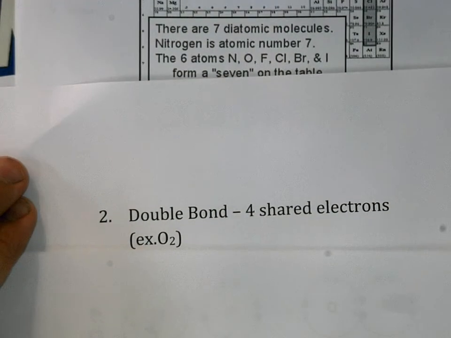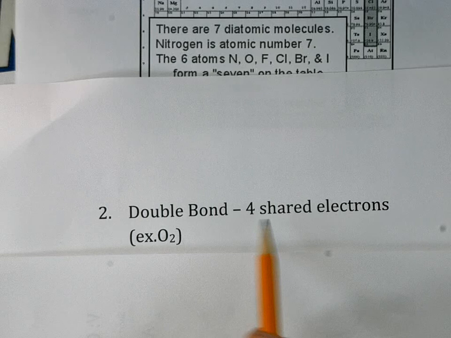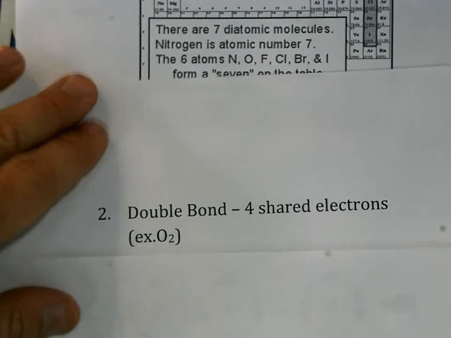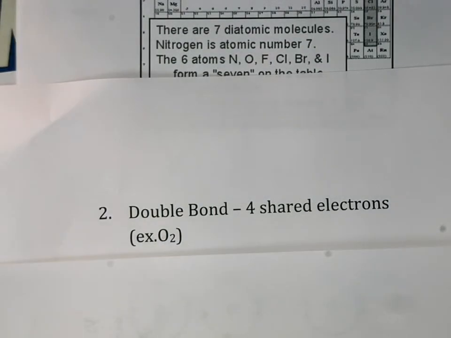Okay, the next one, number 2, the double bond. This is when 4 electrons are shared. 4 electrons are shared.